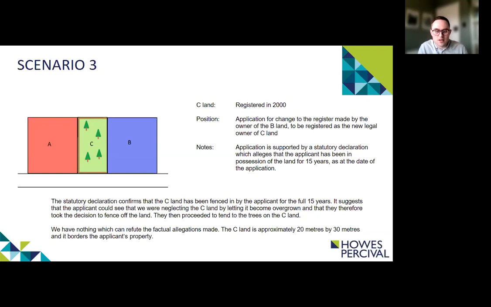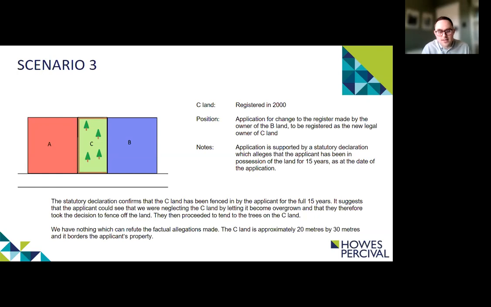But there's some additional flavour in this statutory declaration. It goes on to say that the applicant thinks we were neglecting the green land by letting it become overgrown, and that they therefore took the decision to fence off the land. And they proceeded to tend the trees on the green land. Again, we've checked our records, so factually that looks correct.